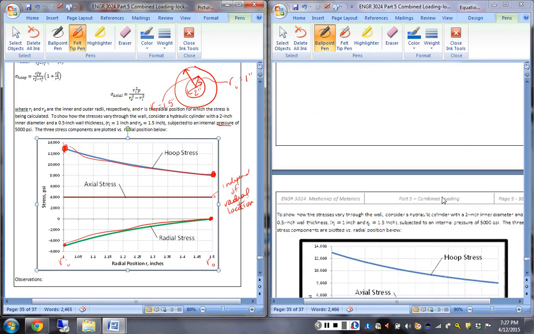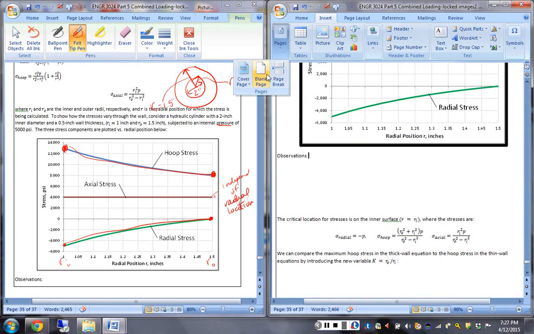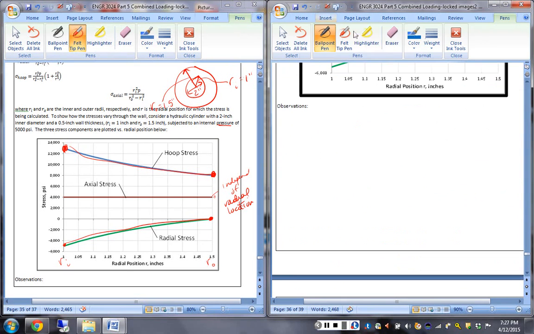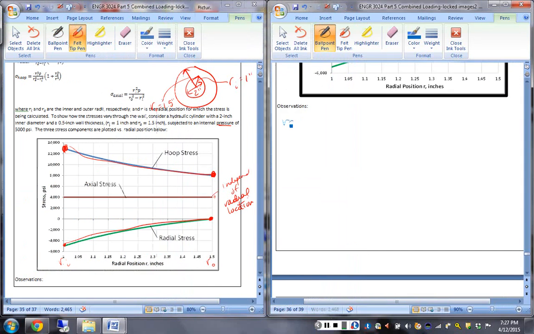And summarizing some of these observations, our radial stress sigma sub r is equal to minus p at the inner surface, and it increases to 0 at the outer surface.